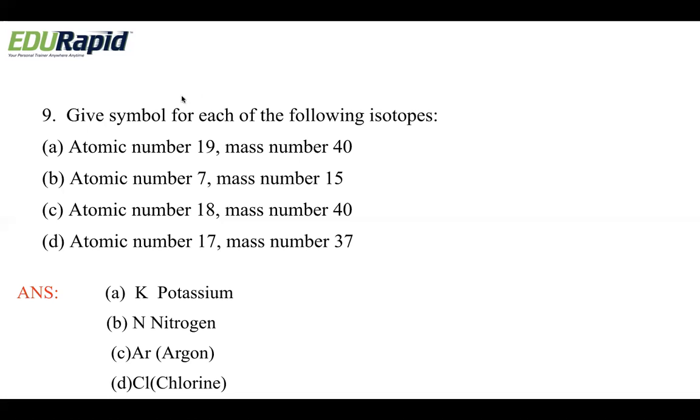Secondly, atomic number 7, mass number 15. That is nitrogen. So you should have knowledge of the periodic table here. Thirdly, you have atomic number 18, mass number 40. It is argon. Atomic number 17, mass number 37. It is chlorine.